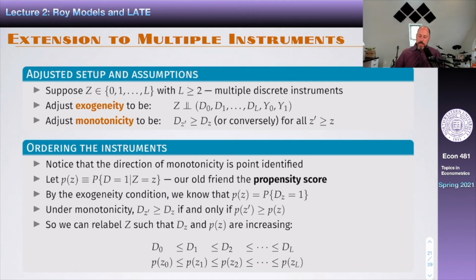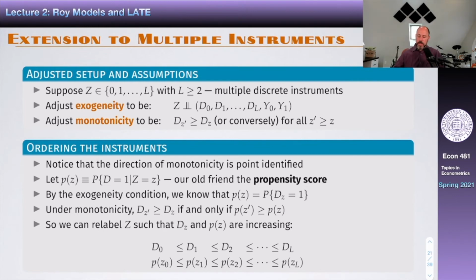We're going to assume exogeneity as before. Now we're going to need this instrument to be independent of all the possible potential treatments, from 0 to DL. And then monotonicity is just going to say, sort these values of Z. D is still here going to be binary, or later we'll see it could take other values, but for now it's binary. Whenever you chose, say, 1 for a given value of Z, you're going to be choosing 1 for any value of Z that is higher than that one.